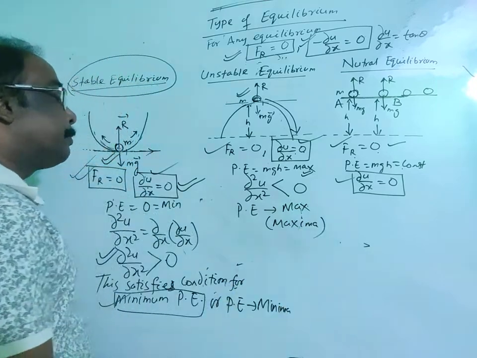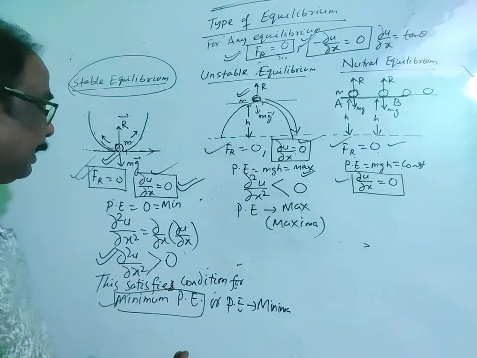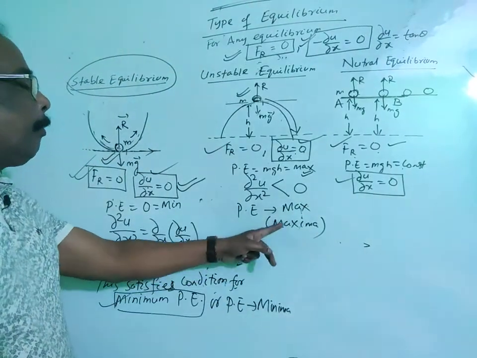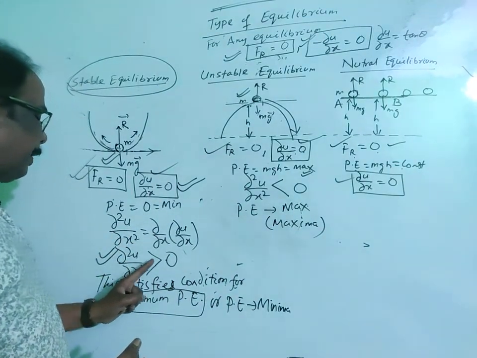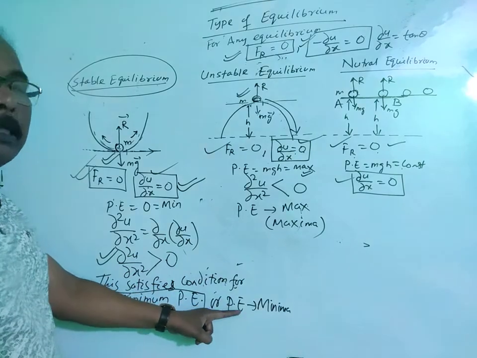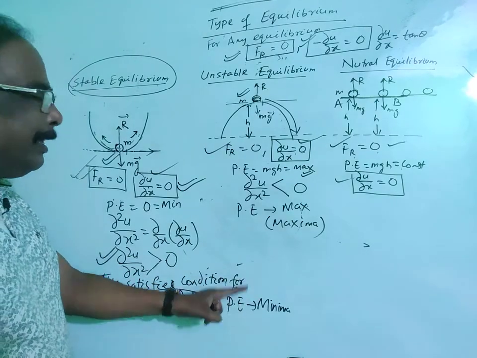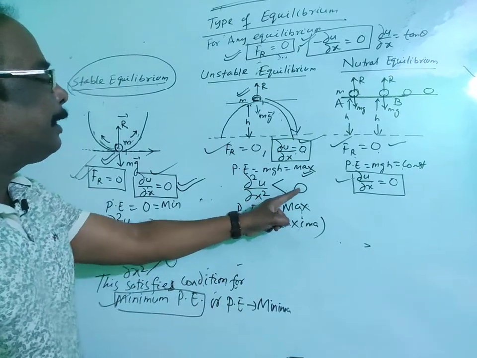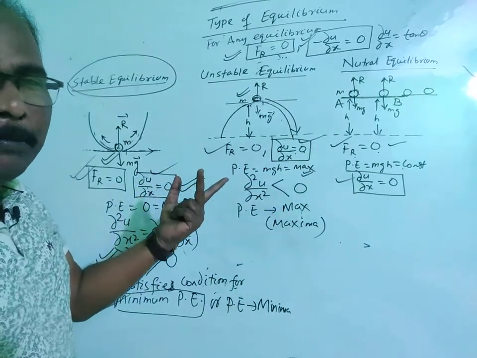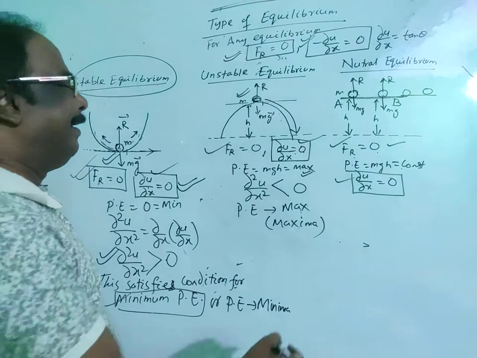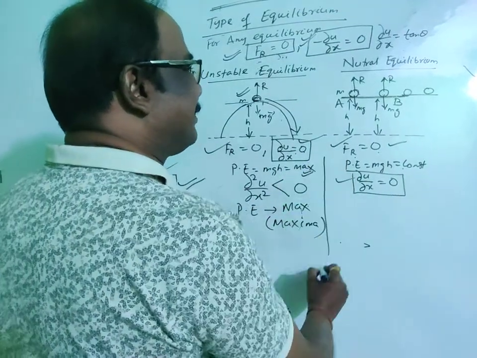Potential energy is maximum. Then how do we know whether potential energy is minima or maxima? If d square u by dx square is greater than 0, potential energy is minimum. If d square u by dx square is less than 0, then potential energy is maximum, or maxima. Okay, then come to this point.